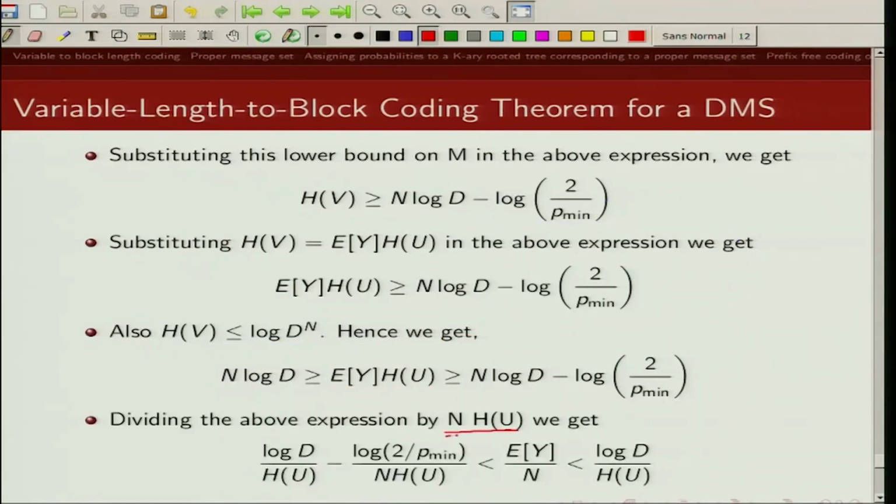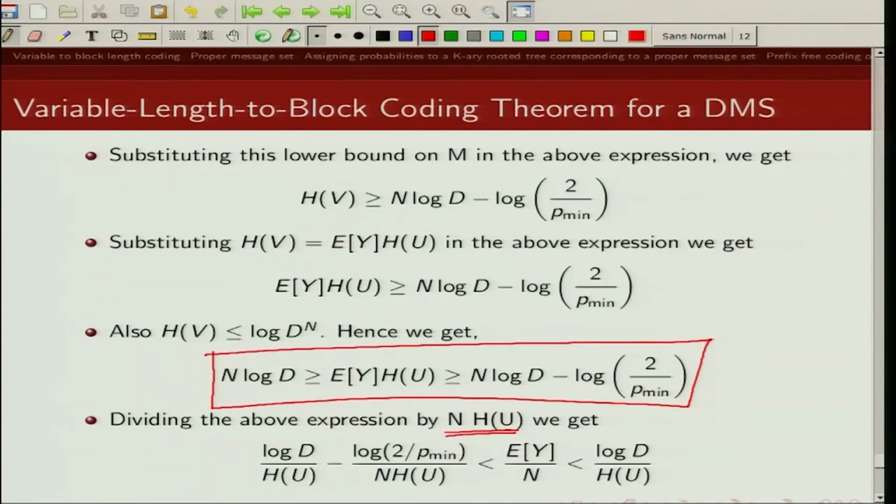Next, I divide this expression by n times H of u, and what I get is this relation. So this will give me a lower bound on the expected value of y given n, as well as an upper bound on the expected value of y. So for a proper message set, what we have come up with is bounds on the average input message length divided by the output message length.